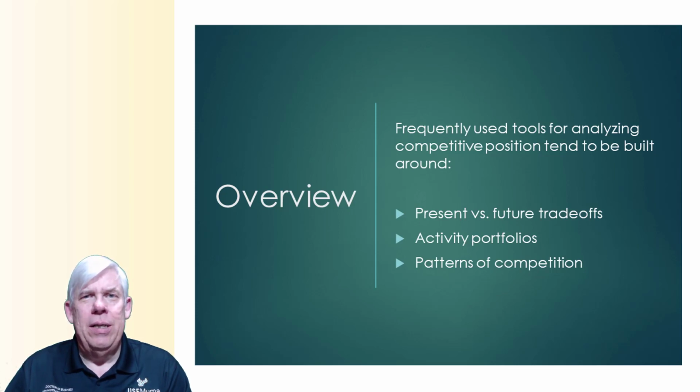The first is models that look at present versus future trade-offs. The second involves portfolios of activity trying to create a balance between risk and certainty. And then finally, models that relate to commonly observed patterns in competition.